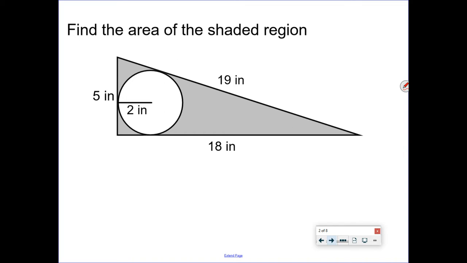All right, so there are 2 shapes here. We have a triangle and we have a circle, and we're looking for the shaded region. So to find this, think of the triangle, finding the area of the triangle, and cutting out a circle. So let's find the area of a triangle first.